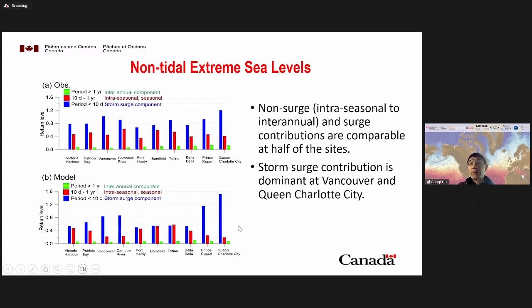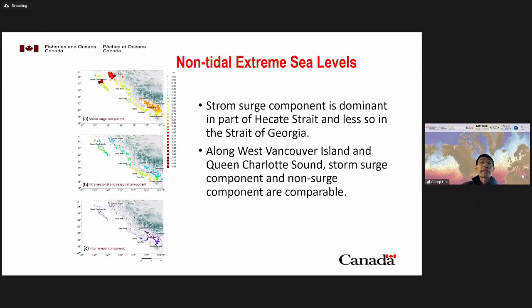And storm surge contribution is really dominant at Vancouver and Queen Charlotte City. So Queen Charlotte City here and Vancouver here. And that's at the 10 tide gauge sites, from model and tide gauges. And then for the model, we have done this same analysis at almost all Canadian Hydrographic Service tide gauge sites, including permanent and non-permanent sites.